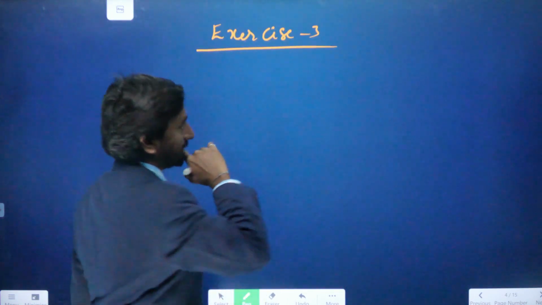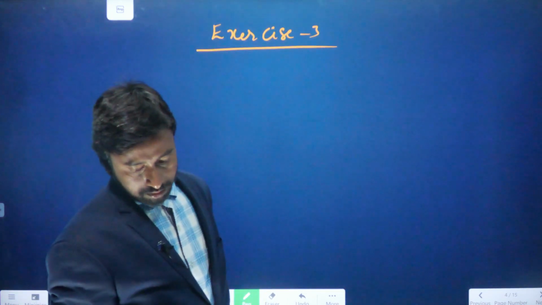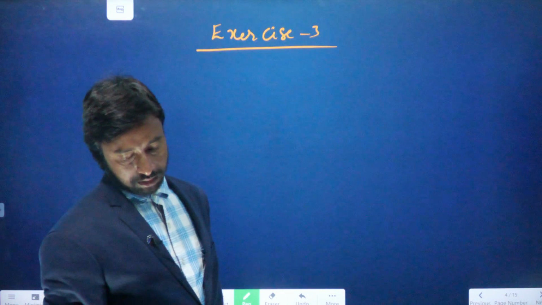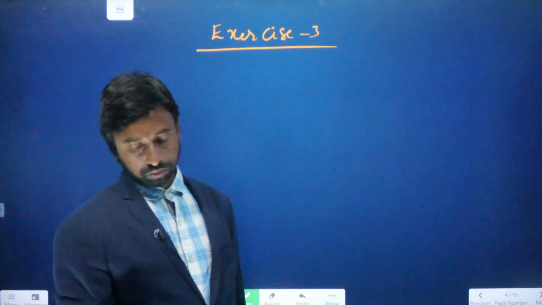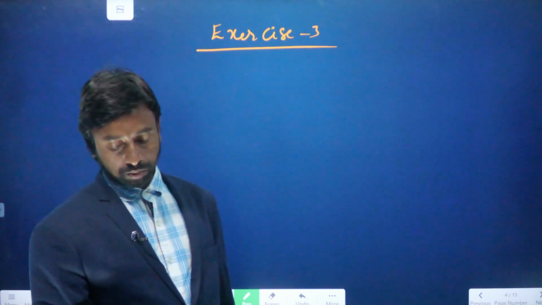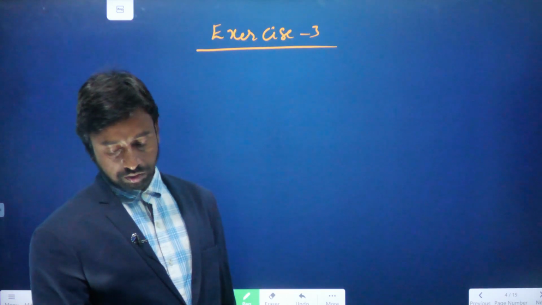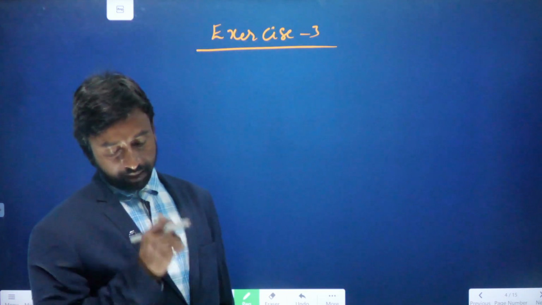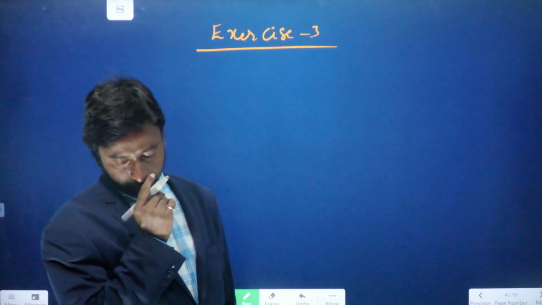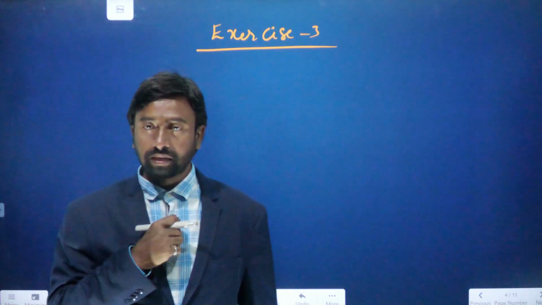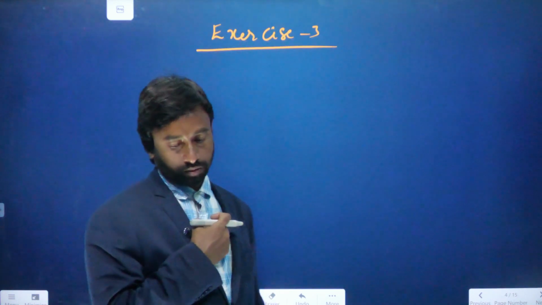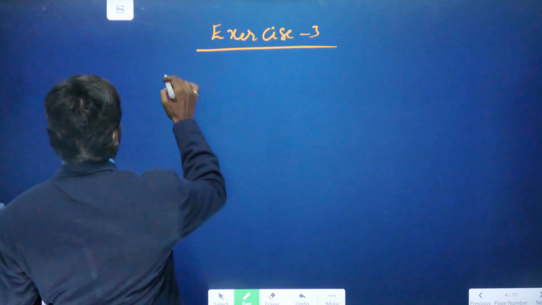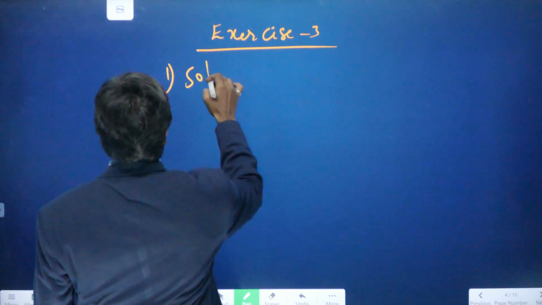Exercise problem 3. A linear harmonic oscillator has a force constant k equal to 2 into 10 to the power of 6 Newton per meter and amplitude 0.01 meter, and has some total mechanical energy. They are asking for the maximum kinetic energy. Where will it be? At the mean position. So what is the formula for maximum kinetic energy, the first question, first solution?